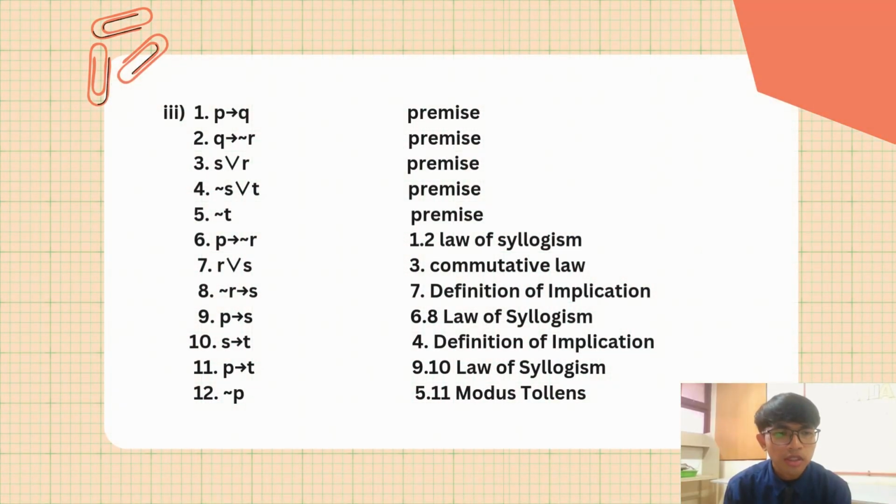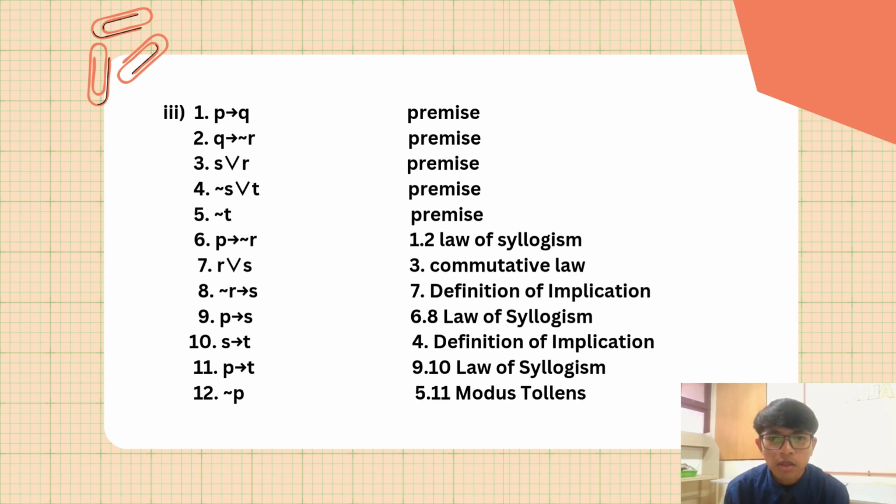Okay, for question 3, we need to prove the validity of the argument by using the rule of inference. So number 1 to 5, we substitute the premise that we got from question 2 and we continue with number 6. We get P implies negation R, from number 1 and 2, we use law of syllogism. Number 7, we get R or S, from number 3, we use commutative law. Number 8, we get negation R implies S.